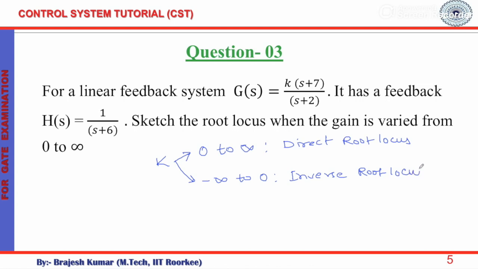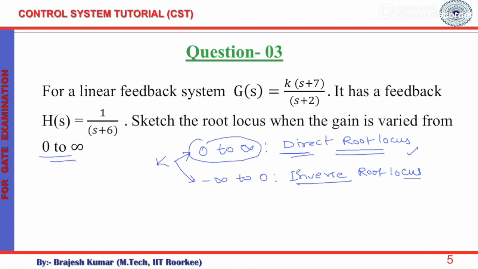Clear? And if it is not specified in the question and you are being asked to draw the root locus, you will always draw the direct root locus, for which the gain varies from 0 to infinity. Here it is already specified that you have to draw the root locus when the gain varies from 0 to infinity. Clear? So we always draw direct root locus unless specified in the question to draw inverse root locus. Clear? Coming to the next question.